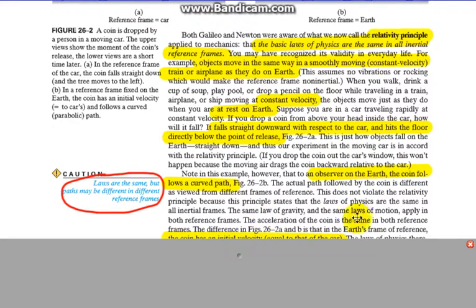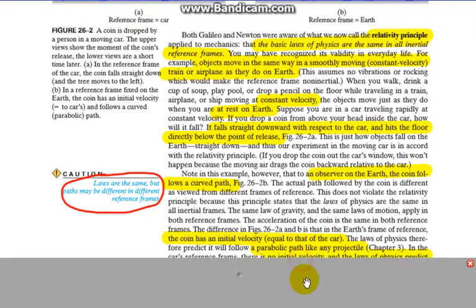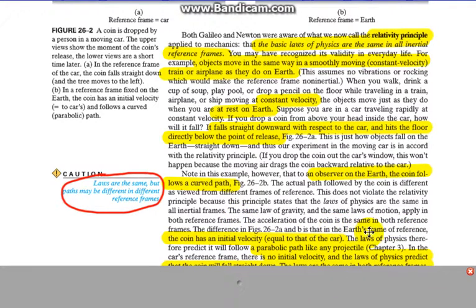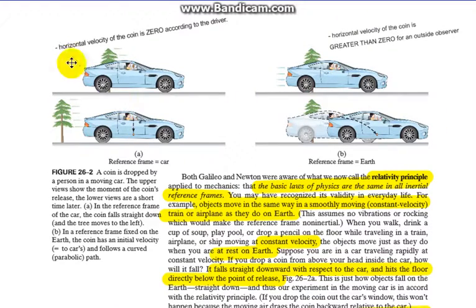i.e. the same law of gravity and the same law of motion apply to both reference frames. The acceleration of the coin is the same in both reference frames. The difference is that in A and B, the Earth's reference frame has the coin going at an initial horizontal velocity equal to that of the car. So that's what I added up here. So according to the person inside the car, there is no horizontal motion of the coin relative to the man.